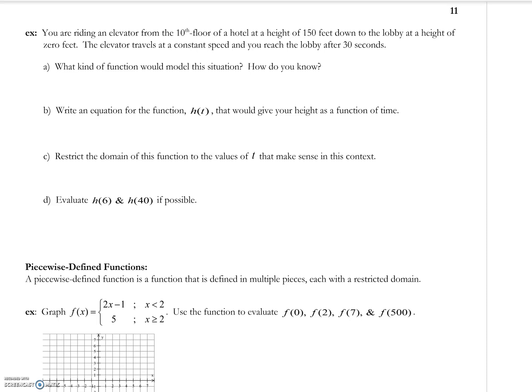When we think about functions and what type of function would model a situation, we have to think about the rate of change. Since we are told that the elevator is traveling at a constant speed, that means that we are modeling this with a linear function because the change is constant.